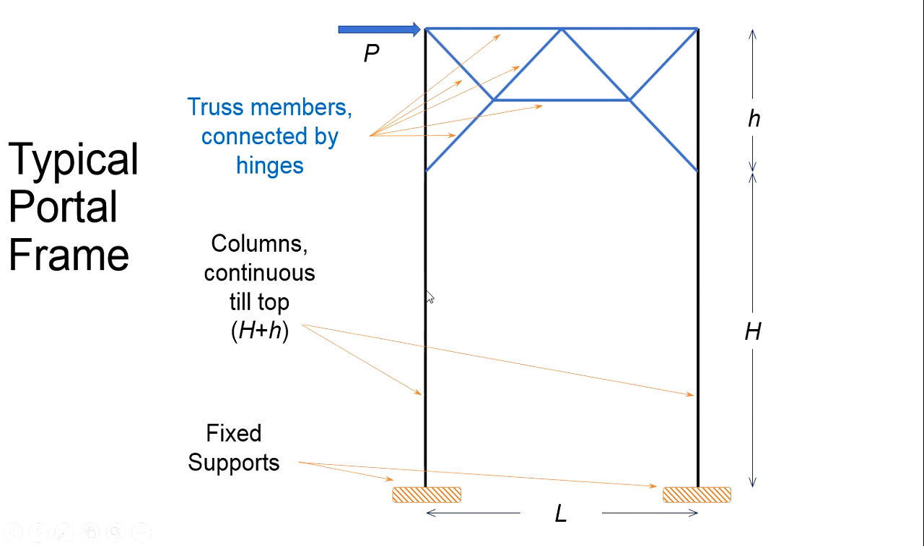This is the left column and the right column, which from the bottom to the top act as a column, and which is fixed at the bottom. The other members are truss members which carry axial load, and they are joined by hinges. So the hinge here affects only the truss member or inclined member, while this column is through and does not have an effect of the hinge.